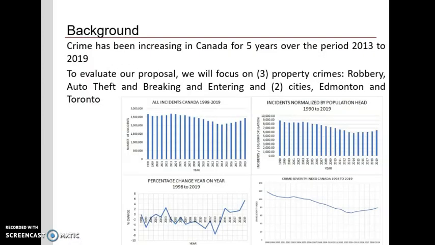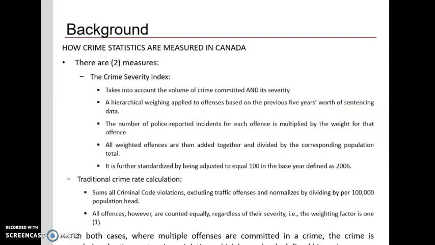The background is thus, crime has been increasing in Canada for 5 years over the period 2013 to 2019. To evaluate our proposal, we will focus on 3 property crimes: robbery, auto theft, and breaking and entering, and 2 cities, Edmonton and Toronto. Before we proceed, let us explain how crime statistics are measured in Canada.